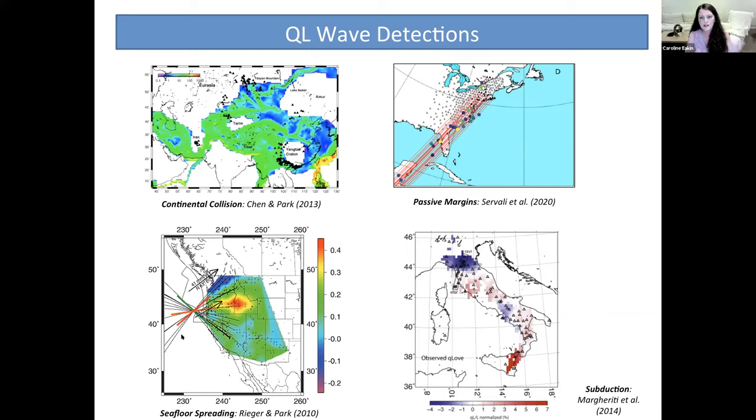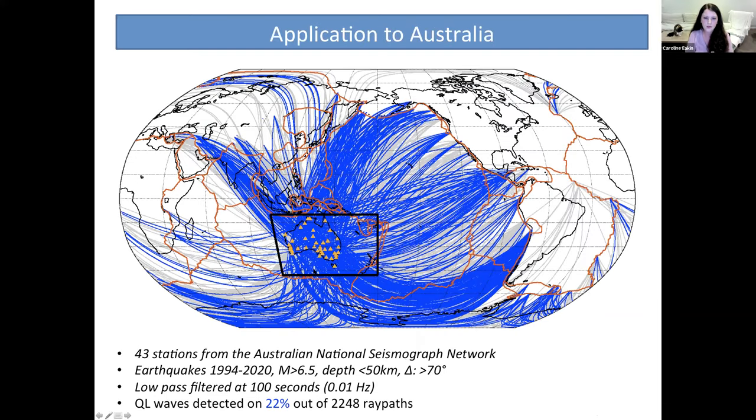But I decided to take a slightly different approach to be more widespread, and use the Australian National Seismograph Network, the national network, and take earthquakes from all around the world and see, where do I find quasi-Love wave scatterers? Where do I find anisotropic gradients? And let the data just tell me where these are mostly occurring.